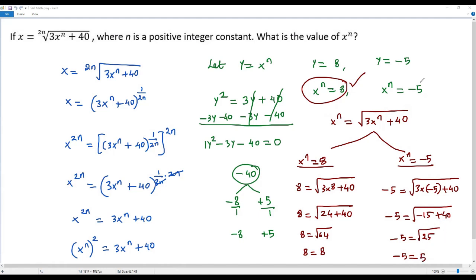When I plug in the second value of x to the nth power into the equation, I'm getting -5 equals positive 5. Actually, it's a false statement. So the second value of x to the nth power, that is this -5 for x to the nth power, does not satisfy the given equation. So we cannot consider this one as a valid solution. Therefore, the valid solution is 8. That is, the value of x to the nth power is 8.